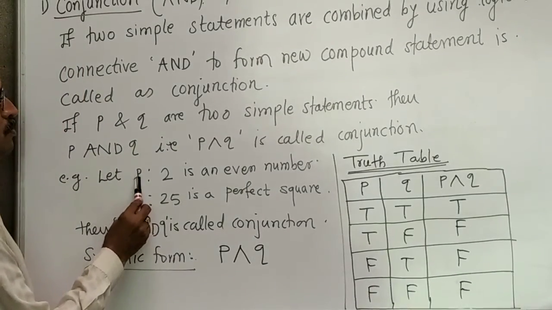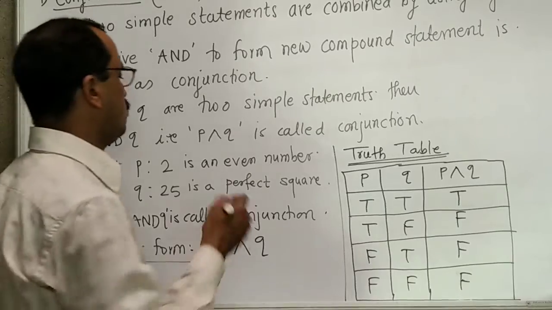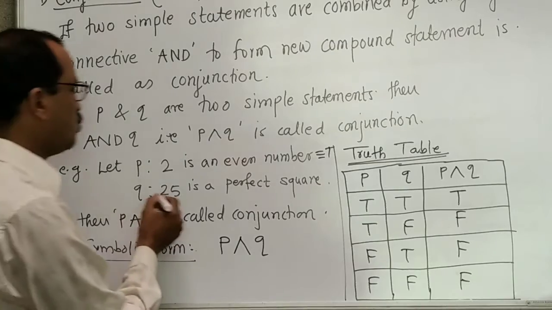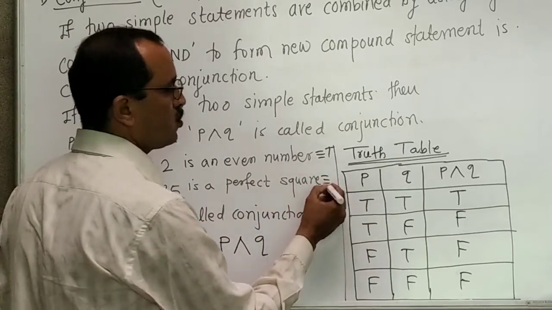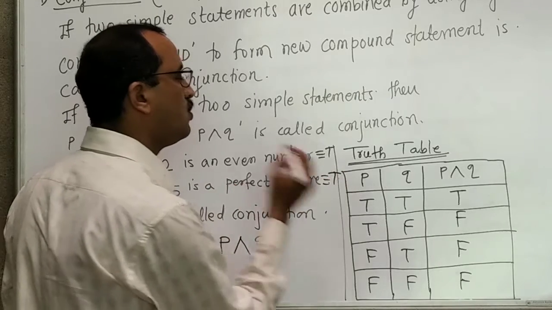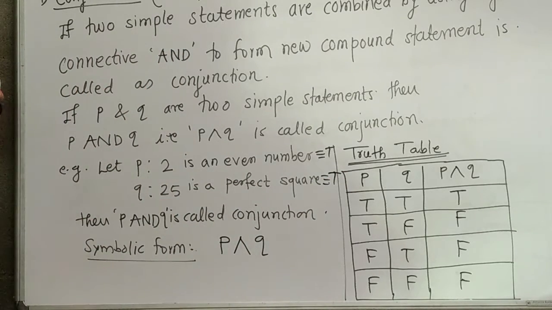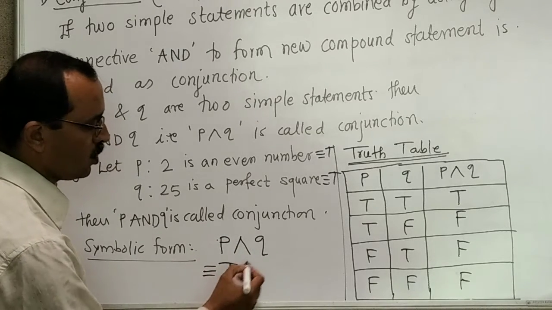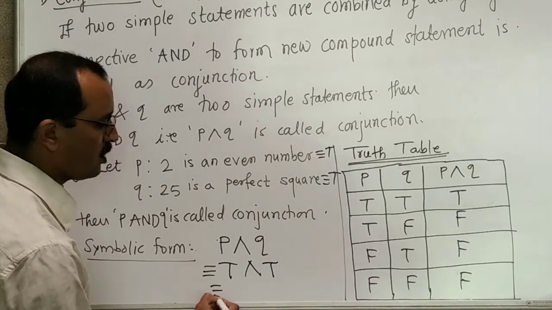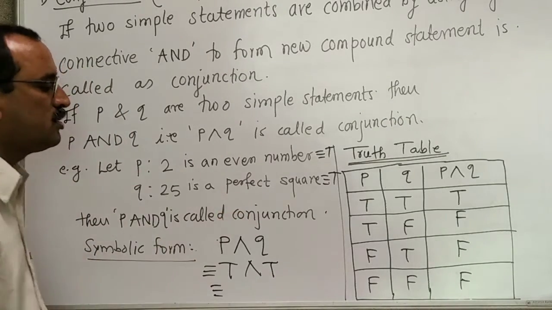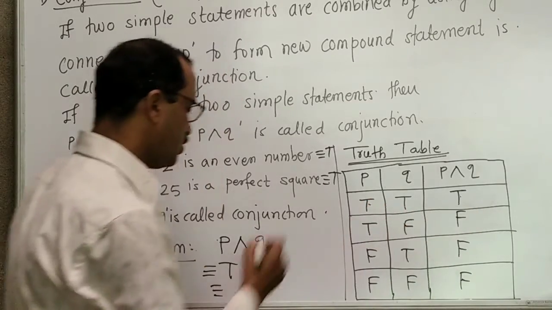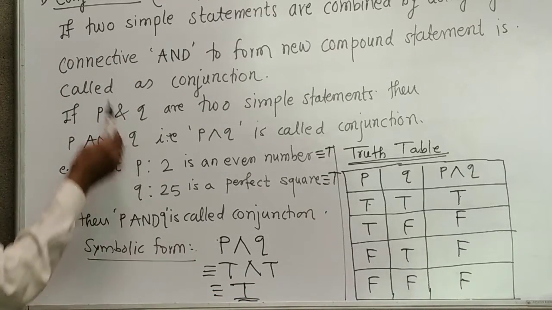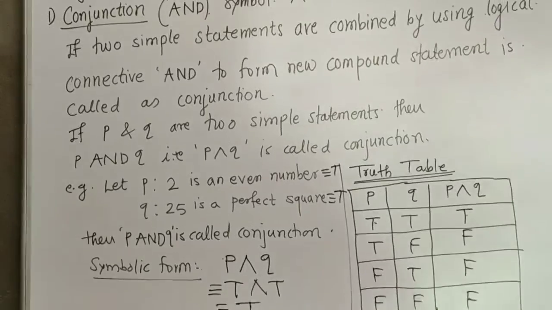Here, P: 2 is an even number. That means the value of statement P is T, since definitely 2 is an even number. Then Q: 25 is a perfect square. So the value of this statement is also T, since 25 is a perfect square. Here the symbolic form is P ∧ Q. So the resultant statement is P is true and Q is true. The resultant value of the compound conjunction is T and T, we get T. So the answer is T here. In this way we explain conjunction.